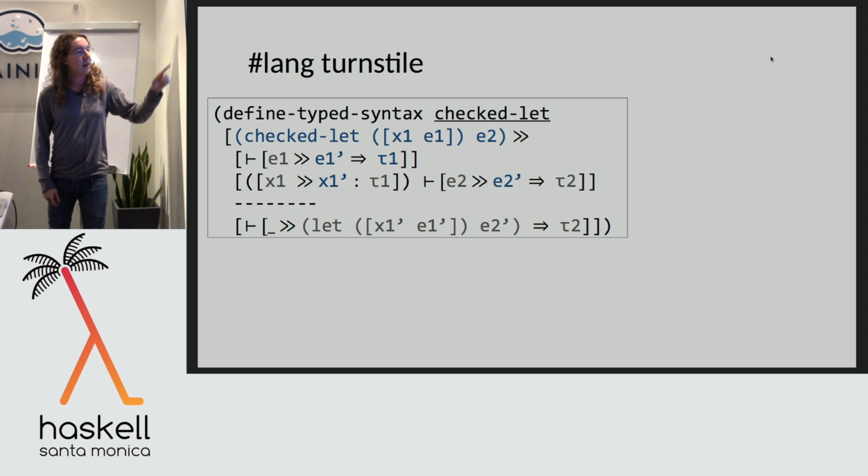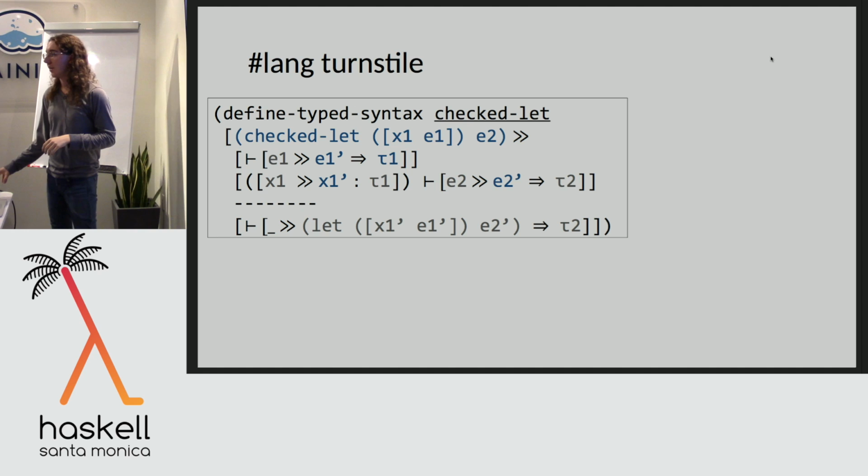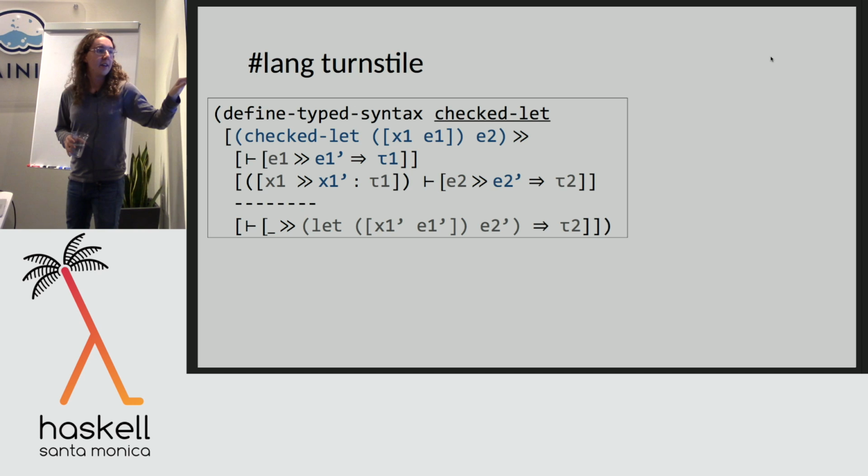And now we need something slightly more complicated, because in the body of E2, when we're doing the type checking, we need to know that X1 has type E1. So we're going to introduce another clause that says, all right, X1 erases to X1 prime. It has type T1 inside of this. So this is a binding. This is not an expression, and that's why we put it over here. And so this is kind of the typing environment that we're setting up, which again corresponds to the left-hand side of those typing judgments. And then again, we just expand into the untyped let from Racket.